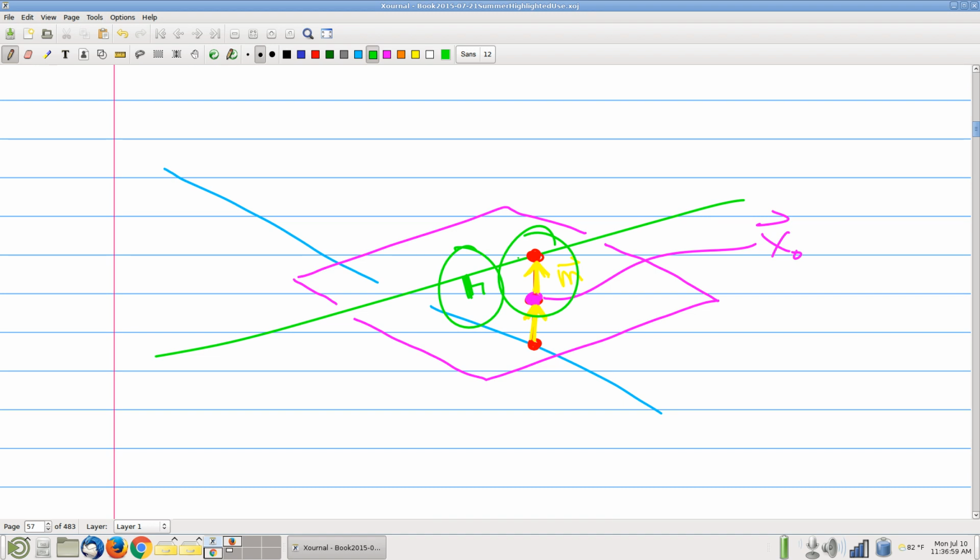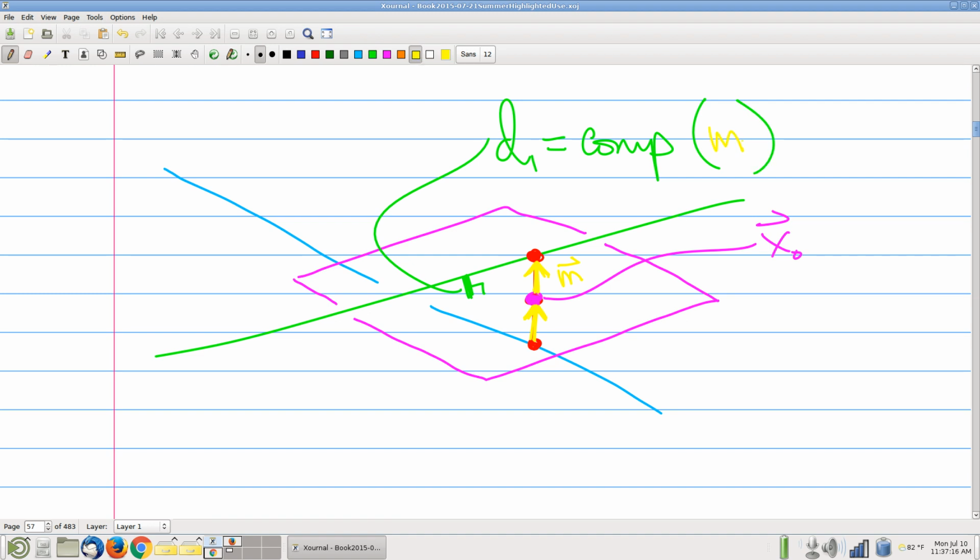So this distance, I'll call D1. It's not the length of the M vector, but the component of that M vector in a certain direction. Specifically, there's a normal vector for this plane, and I want the component in the normal vector direction, the perpendicular direction. That's how you talk about the distance from a line to a plane, in a perpendicular sense. Is that happy for everybody? Okay.